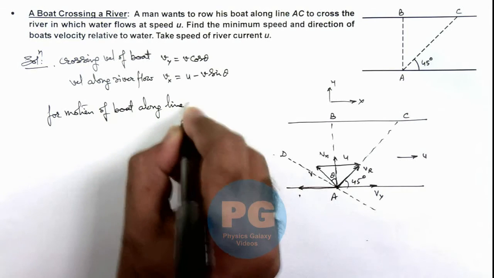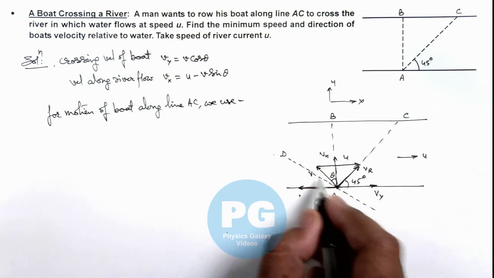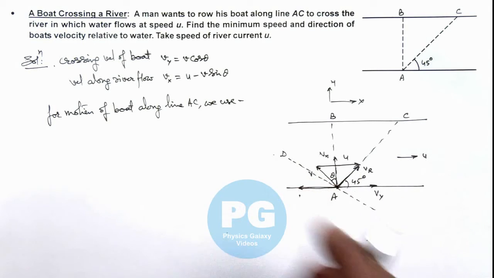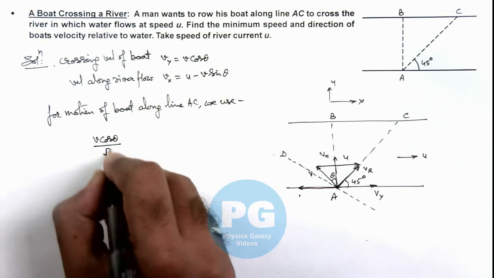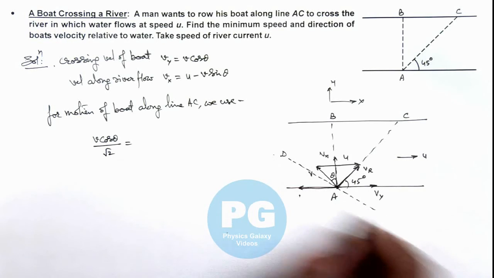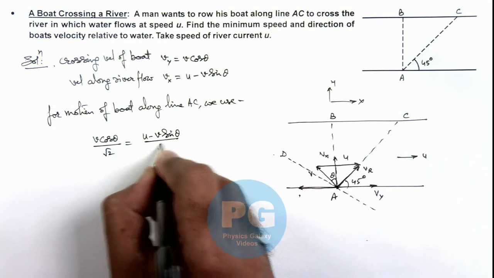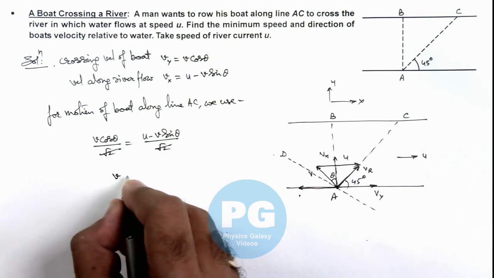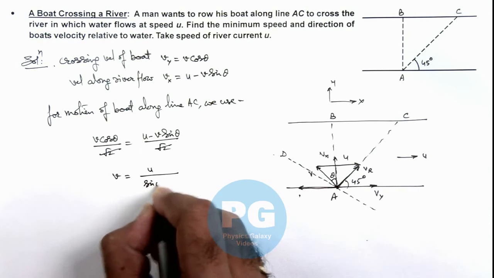So for motion of the boat along line AC, in this direction AD we can see the component is vx cos 45 degrees. So this will be v cos theta divided by root 2. This must be equal to the component of vy along line AD, that is u minus v sin theta divided by root 2. So root 2 gets cancelled out, and on solving this we get the value of v equals u divided by sin theta plus cos theta.